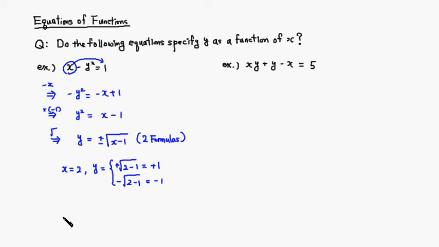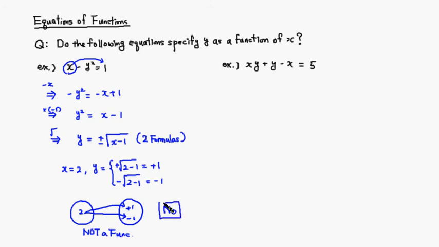So you can visualize it. Here's a domain, so there's 2 in it, and here's a codomain. Let's say there's a positive 1 and a negative 1. 2 is mapped to both positive 1 and negative 1. So you can see that this is not a function, which means that the answer to that question is no. This equation does not specify y as a function of x.